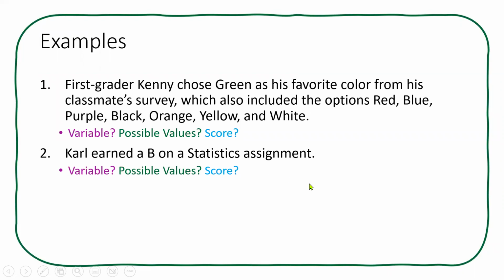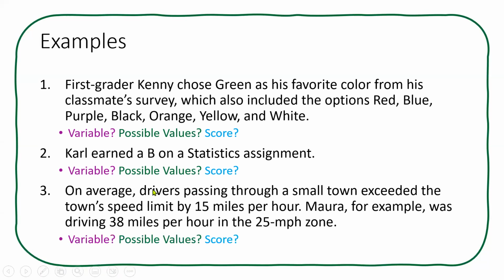Carl earned a B on a statistics assignment. So what is the variable in this example? Assignment. I don't think so. Grade. Great. What are the possible values likely to be? A through F. And what is Carl's score? A B. So this is the idea here. And here's one more that we'll do.